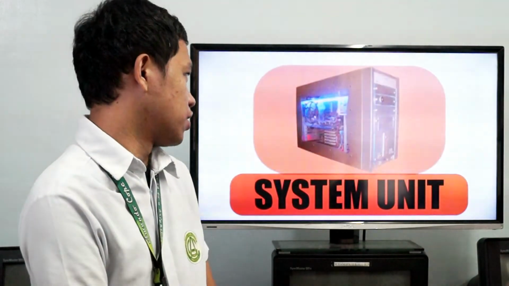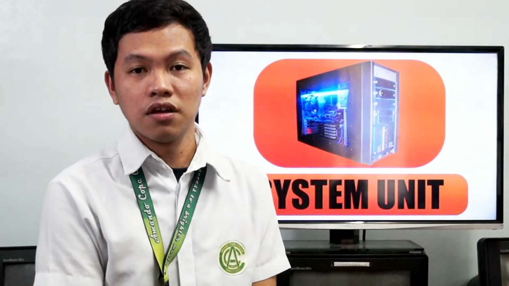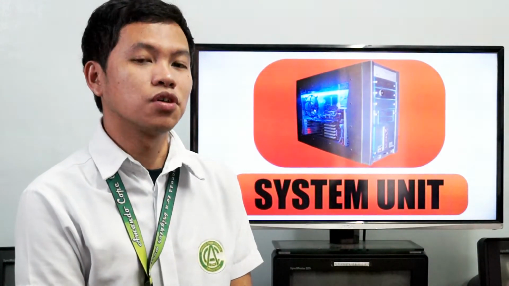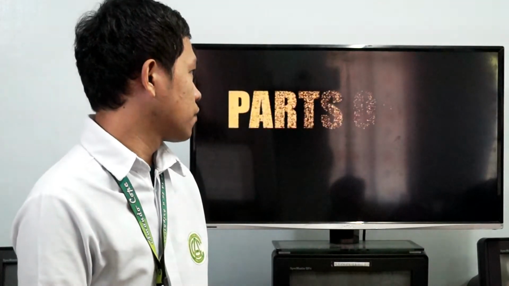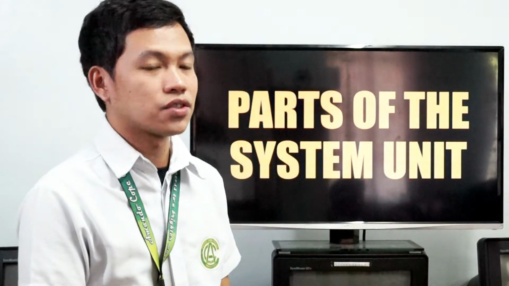Next one is the system unit. The system unit contains primary devices that perform operations. Let us know what's inside the system unit. The system unit has 7 major parts.